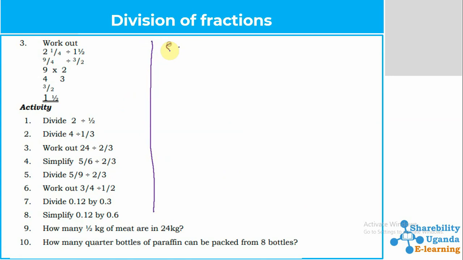So this is going to be our solution. We are going to start from here. Our solution number 1. They are telling us to divide 2 by a half. We said this is the same as 2 times 2 out of 1, which is going to be equal to 4 out of 1, which is the same as 4.